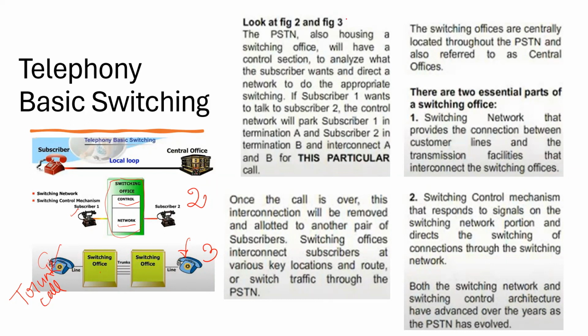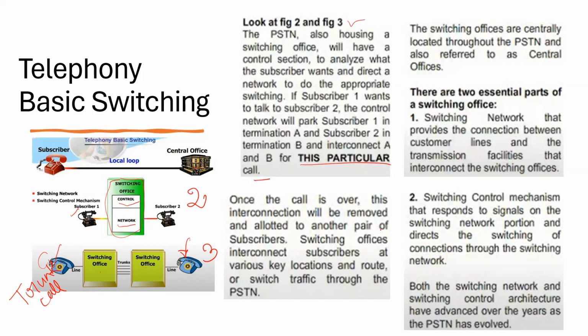Now look at figure 2 and figure 3. So the PSTN, also housing a switching office, will have a control section to analyze what the subscriber wants and direct a network to do the appropriate switching. If subscriber 1 wants to talk to subscriber 2, the control network will park subscriber 1 in termination A and subscriber 2 in termination B, and interconnect A and B for this particular call.